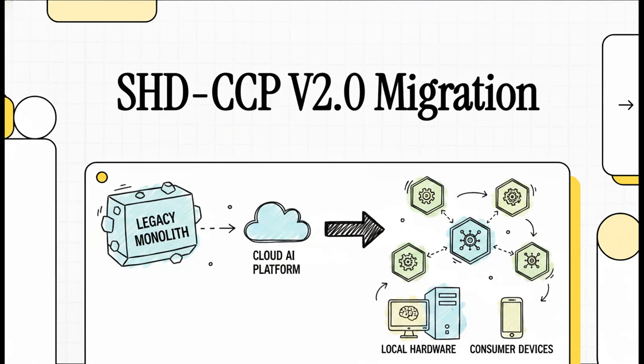Today we're diving into something absolutely fascinating. We're breaking down the complete story of the SHD-CCP project, the scalable hybrid distributed cognitive pipeline, and its massive migration from a clunky monolithic legacy structure to an ultra-efficient, locally executed version 2.0. If you've ever wondered about the sheer engineering willpower it takes to run massive AI pipelines entirely on consumer hardware, you are absolutely gonna love this.